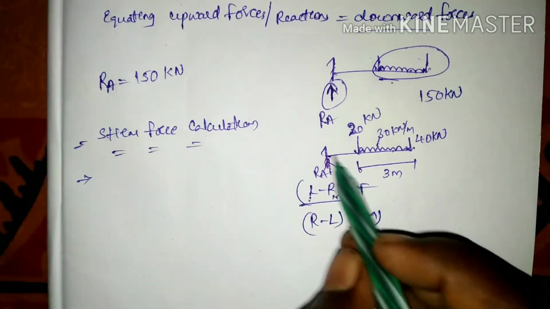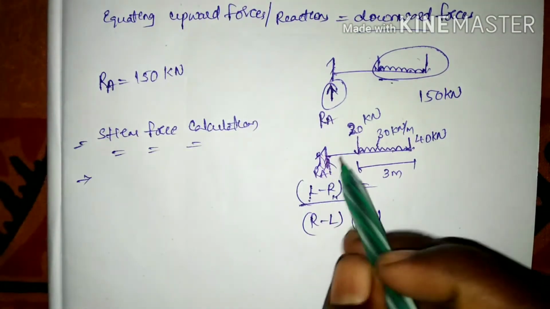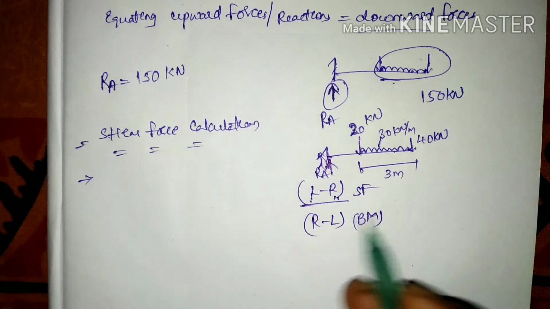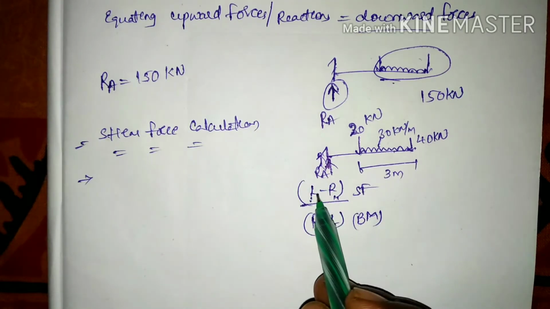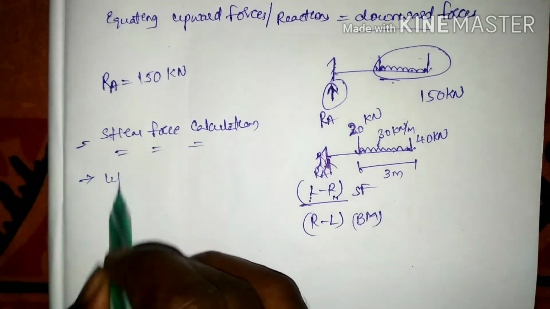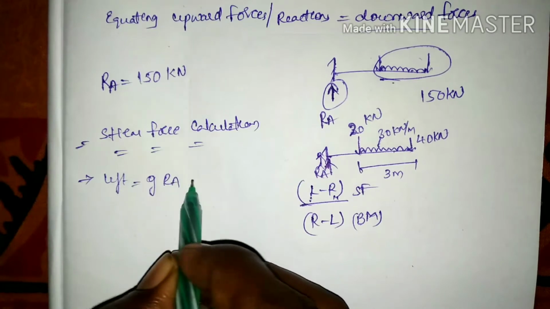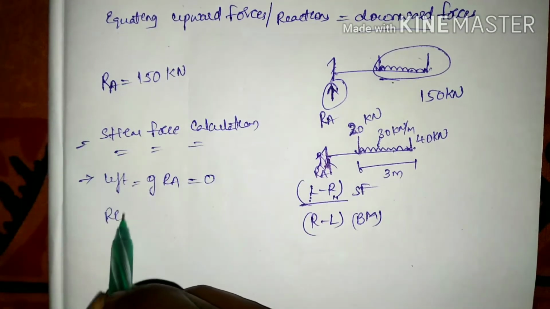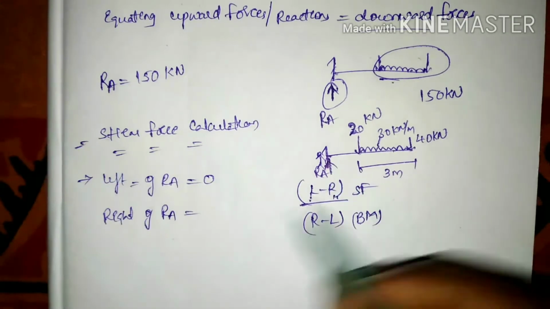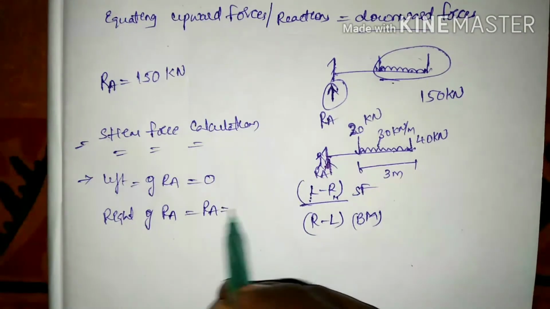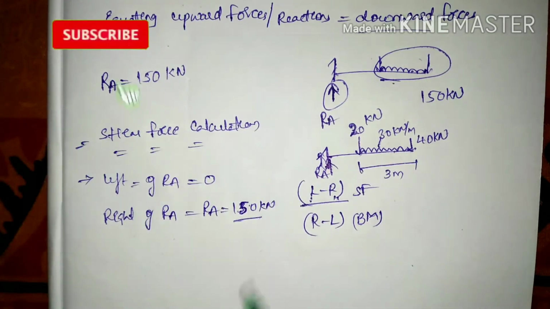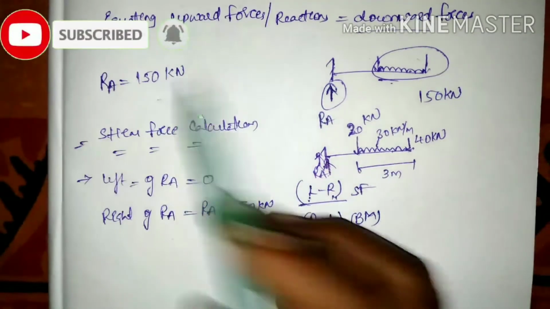From left to right, when I stand to the left side of RA, I am going to find no forces or no reactions, so for the left of RA, it is going to be 0. For the right of RA, I am going to find the RA reaction. The value of RA is 150 kilonewtons.